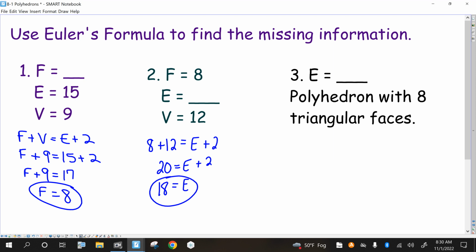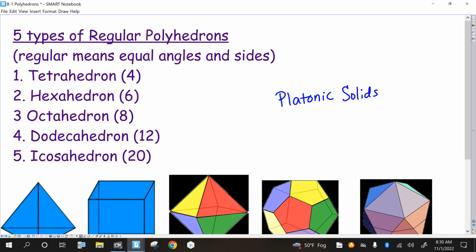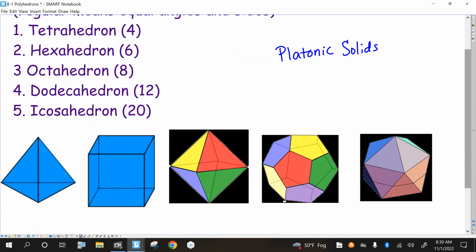Now, this one's a little bit different because it doesn't give us that information, but it does tell us it's a polyhedron with 8 triangular faces. So we need to think about what that would look like to help us figure out how many edges it has. If we go back to some of these pictures, it would be an octahedron. This one has 8 triangular faces, right?